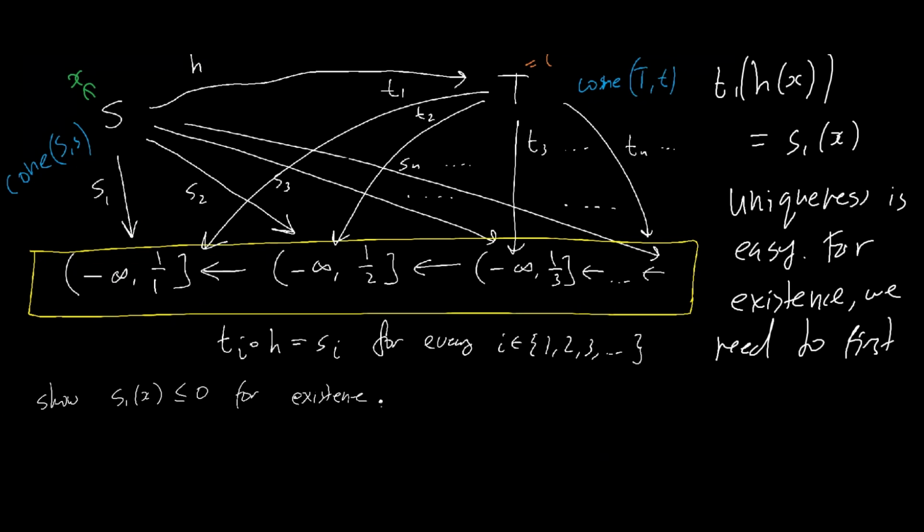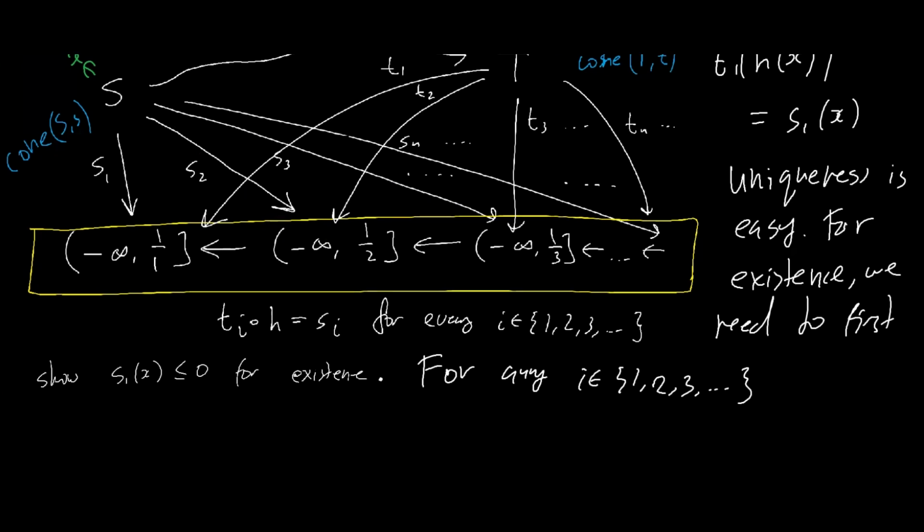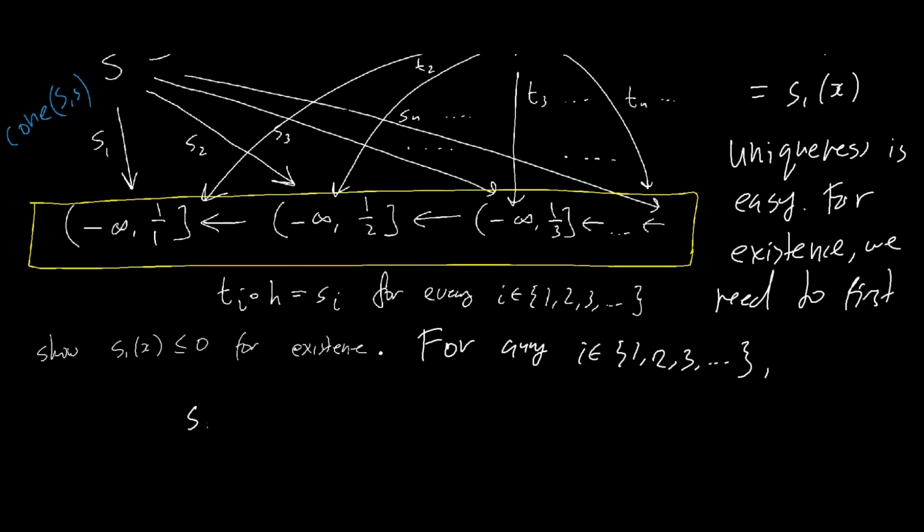We need to remind ourselves the definition of a cone, what a cone is. In a cone, as we said, these triangles commute, each of them. So for any i, for any i1 and onwards, we know that because we have a cone, we have S(i+1) composed with, let's call these maps E1, E2, E3, and so on, composed with Ei must equal Si. This is because S is a cone.